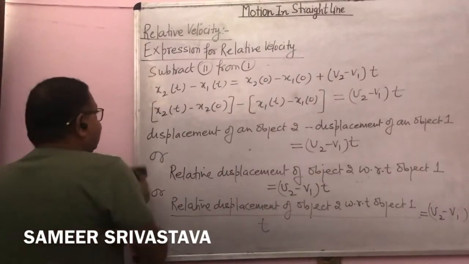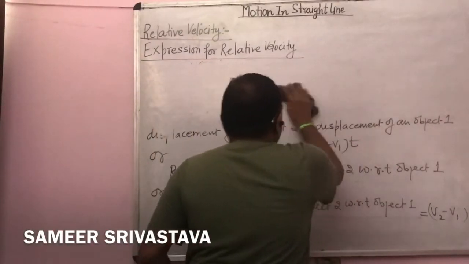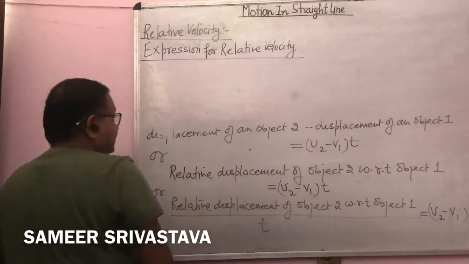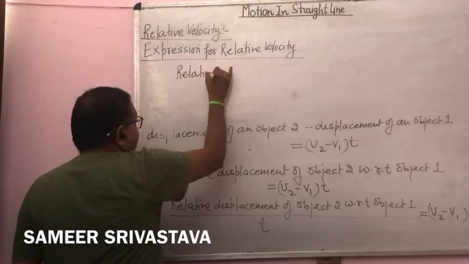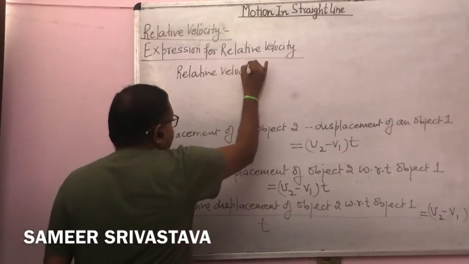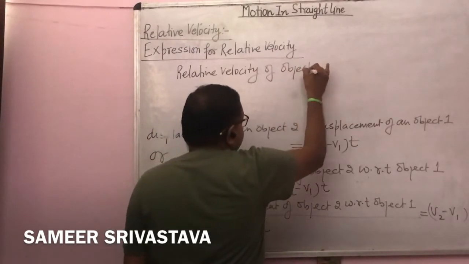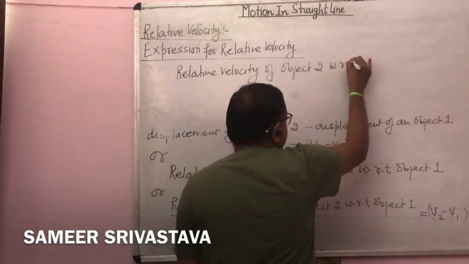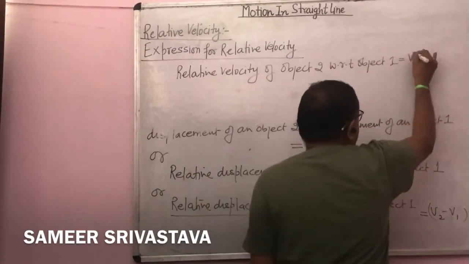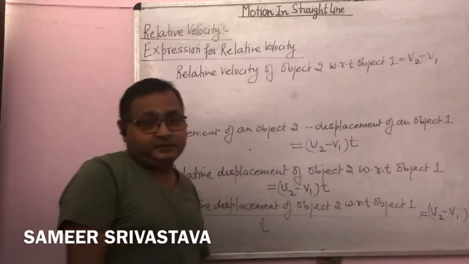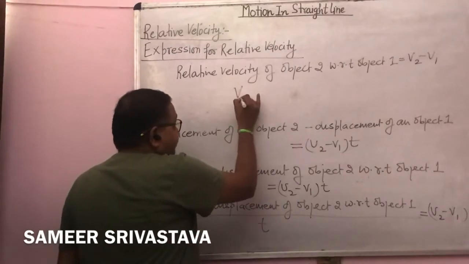So finally we can write the relative velocity of object 2 with respect to object 1 is equal to v2 minus v1. Okay, now this is the final expression, and this term we can write as v of 2 1.